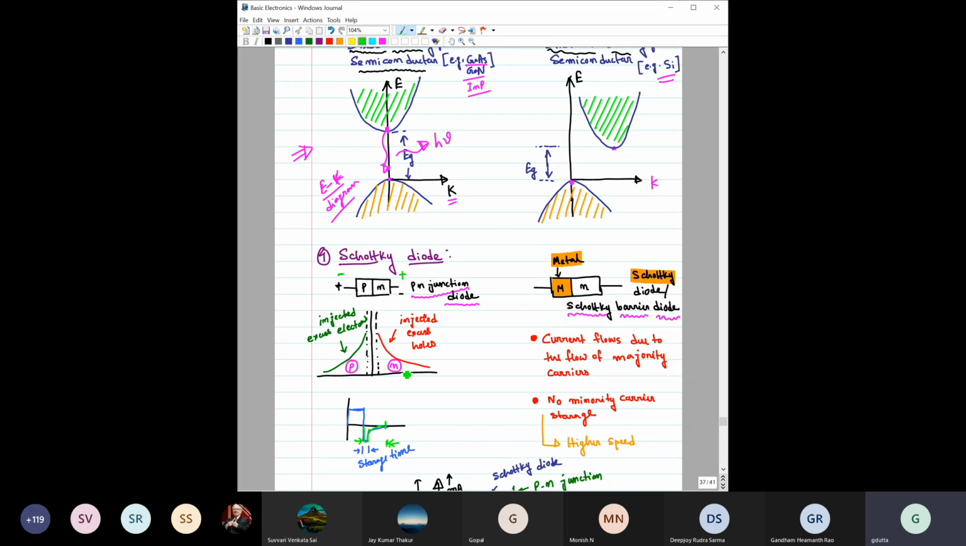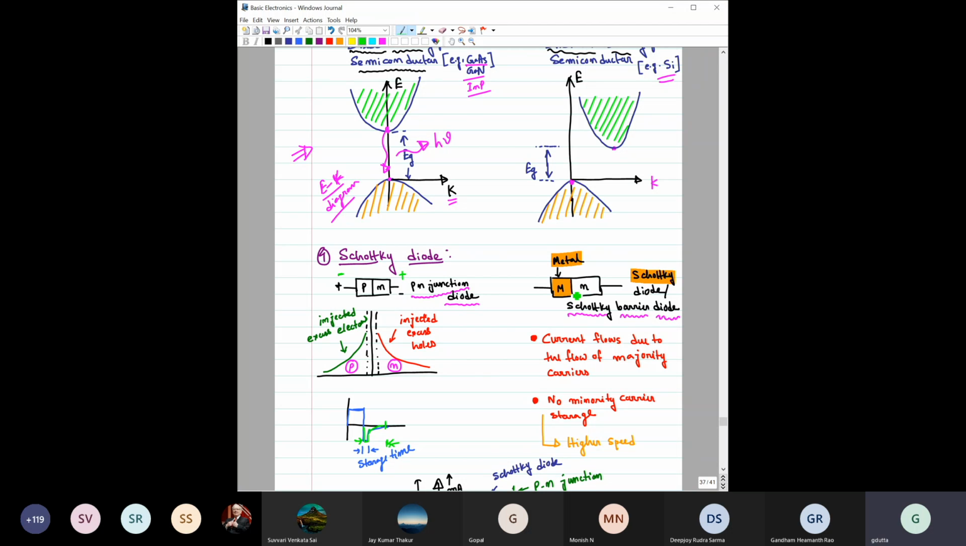And that happens because of this minority carrier, these holes on this N side and these electrons on this P side. But think about it, if we can now make a junction between some metal and some semiconductor, say this N-type semiconductor. So this is metal and N-type semiconductor, right? Between these two, again, one barrier will form, and this barrier will also be rectifying in nature.